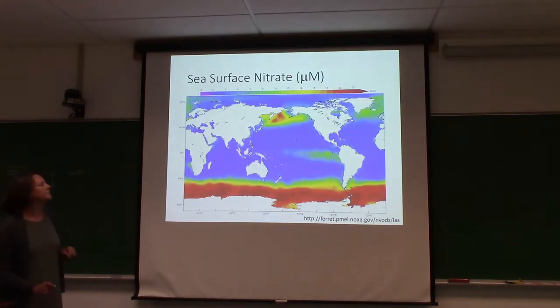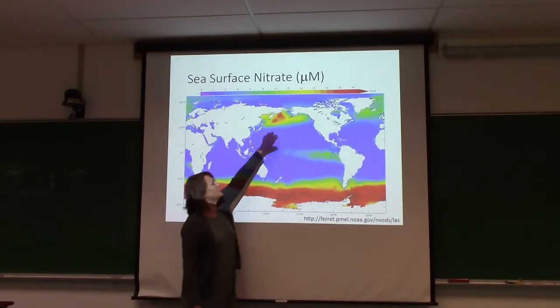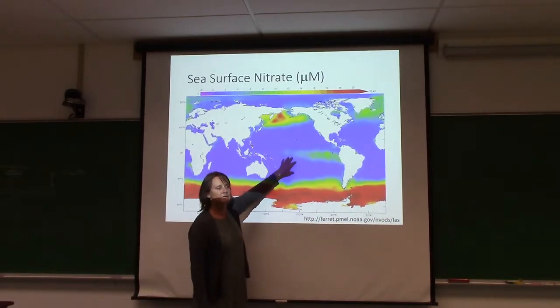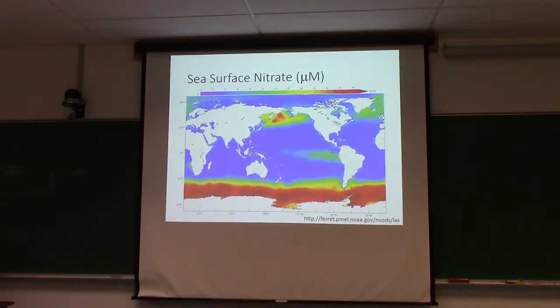See if I have it here. Well, so this is what we measure. So it doesn't look... So they're very low in the subtropical gyres, right? And there's a couple of reasons why they're low. They're low because of this.